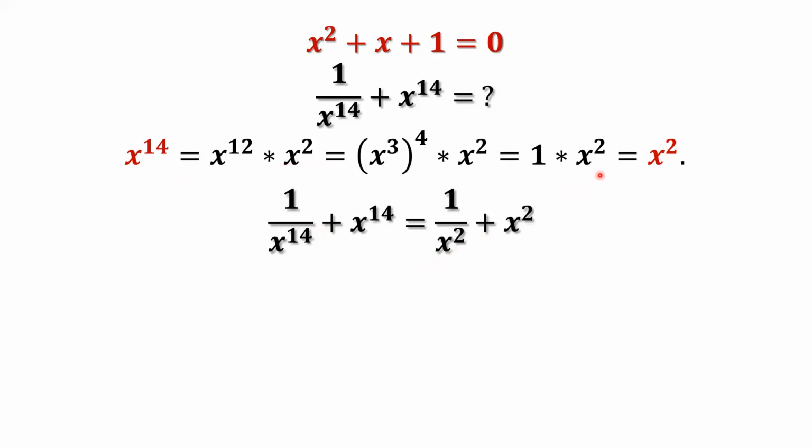So we are here. Replace x to the power 14 by x squared. So here that's 1 over x squared plus x squared. What's the question? We want to find this. Right now, we need to find this, 1 over x squared plus x squared. The only given condition is x squared plus x plus 1 equals 0. How to use this one?